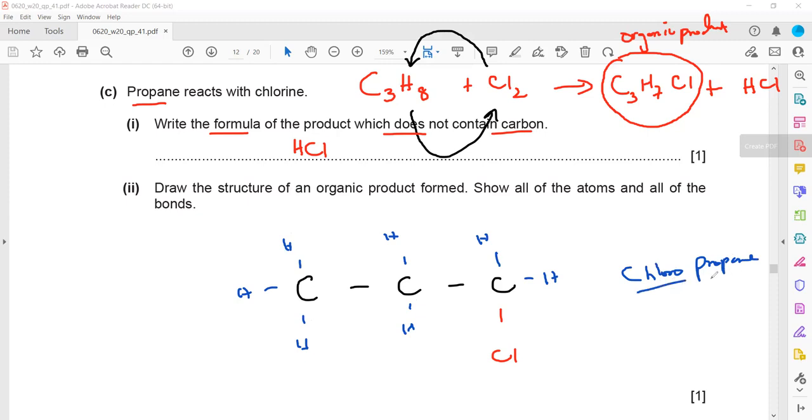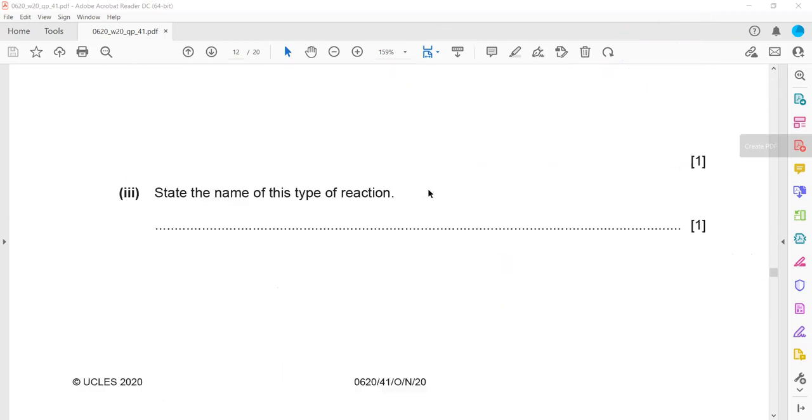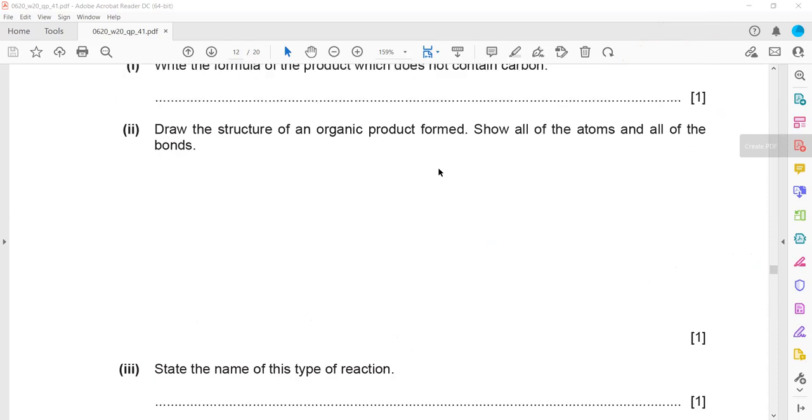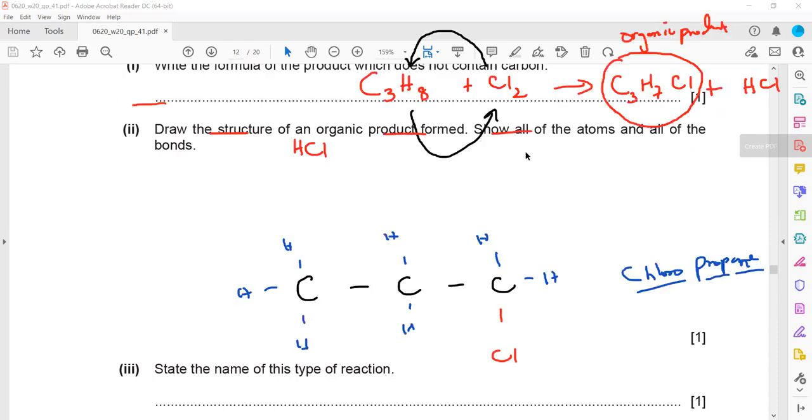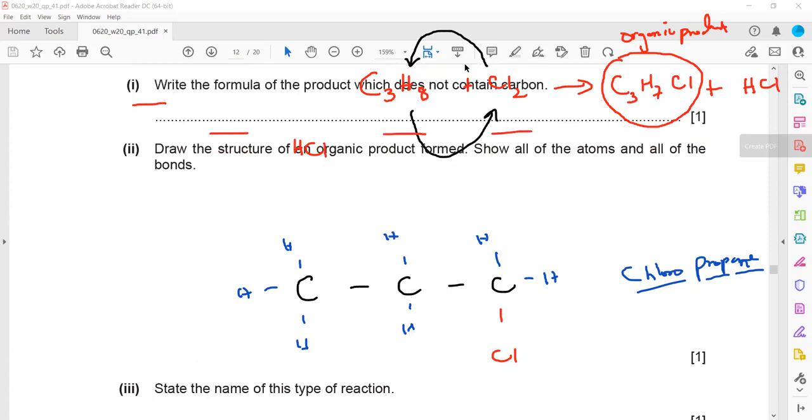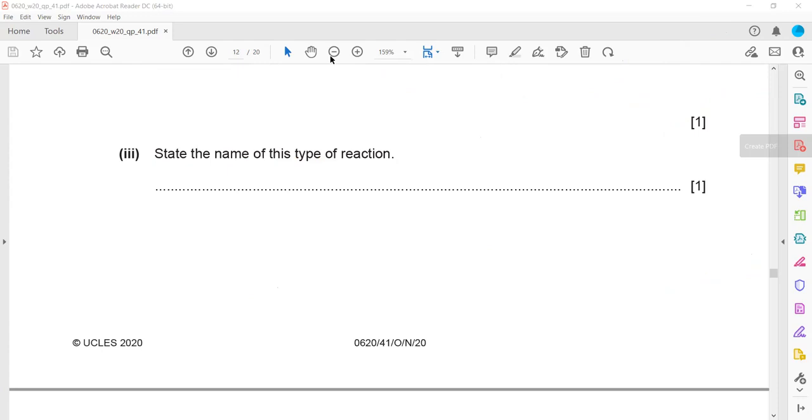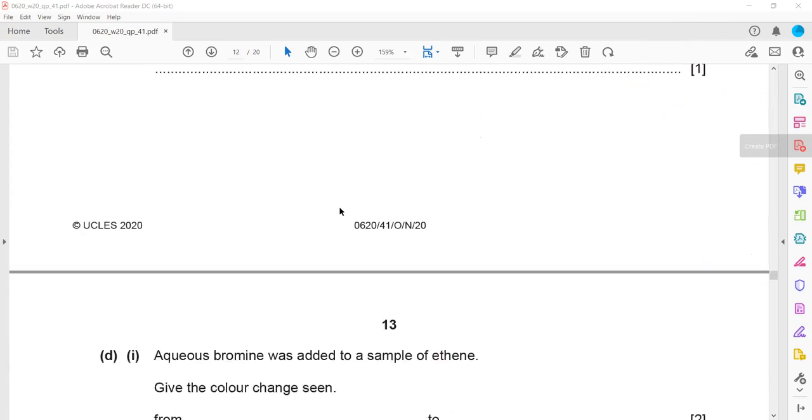Chloro because chlorine is attached. Prop because there are 3 carbon atoms, and ane because they all have a single bond. State the name of this type of reaction. We call this type of reaction a substitution reaction. So remember, whenever an alkane reacts with halogen chlorine, it will undergo substitution. If there was an alkene, then the reaction will be an addition reaction.